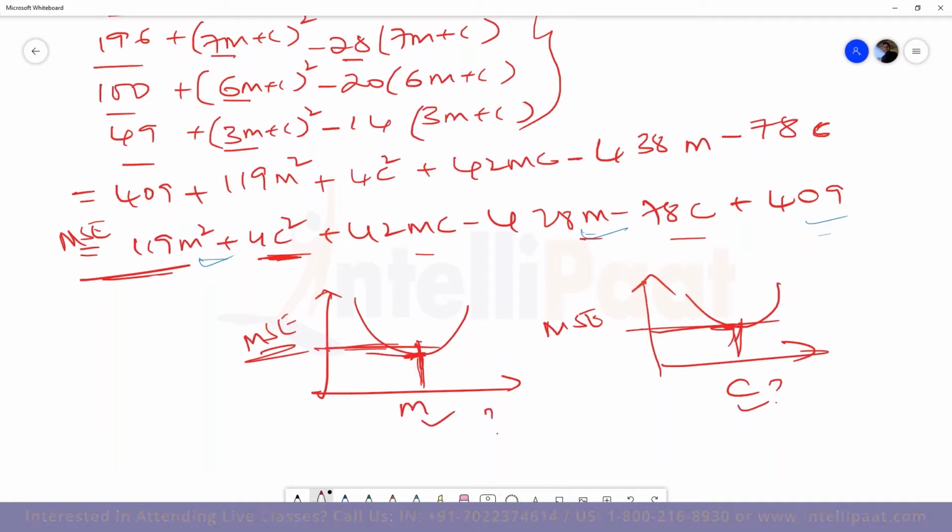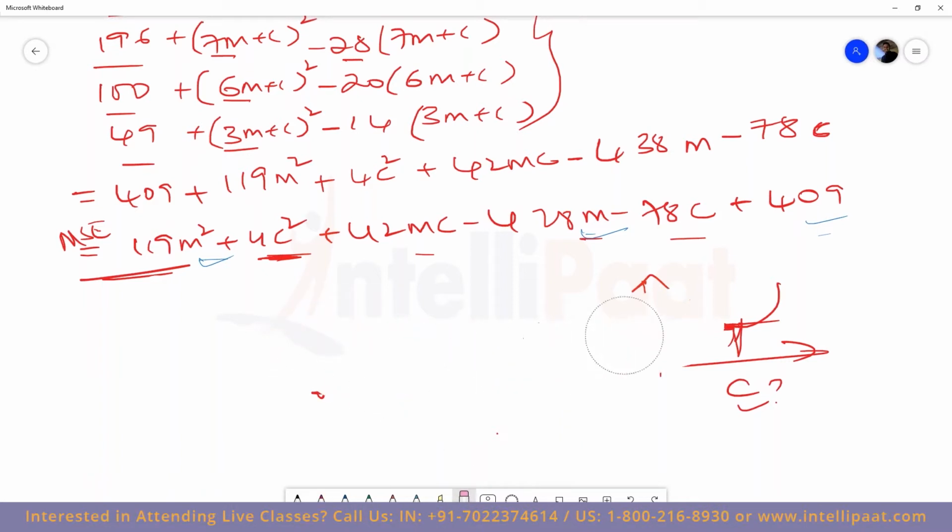We're going to try and find what these values of M and C really are. But this particular equation doesn't look like a function of only C or only M. So what does this equation actually look like? It looks like this.